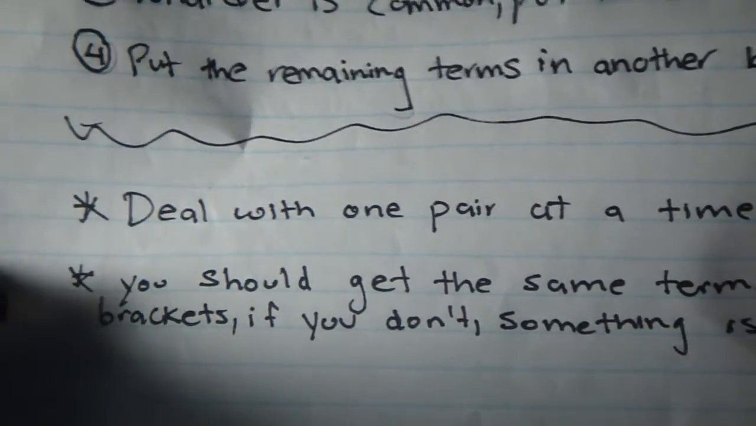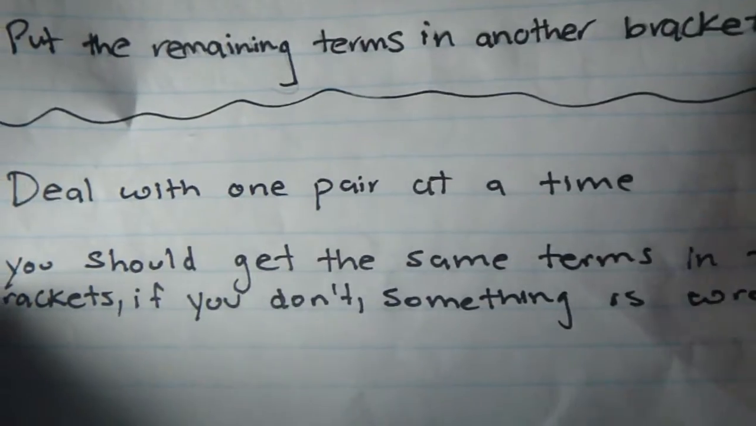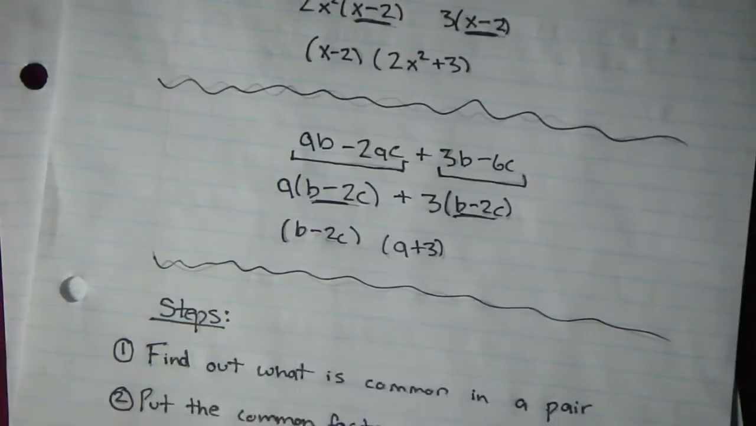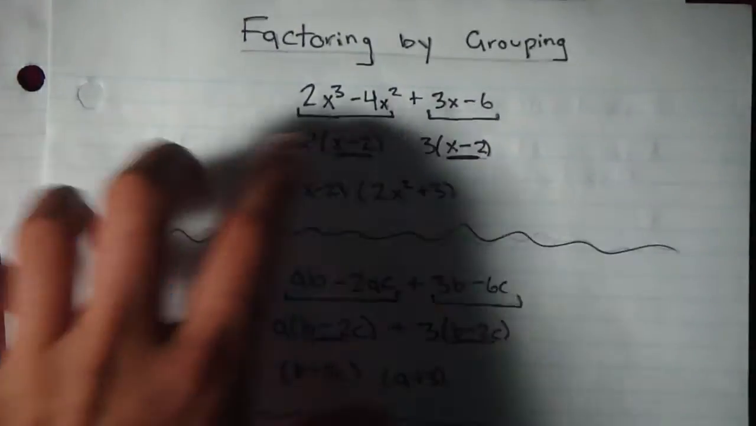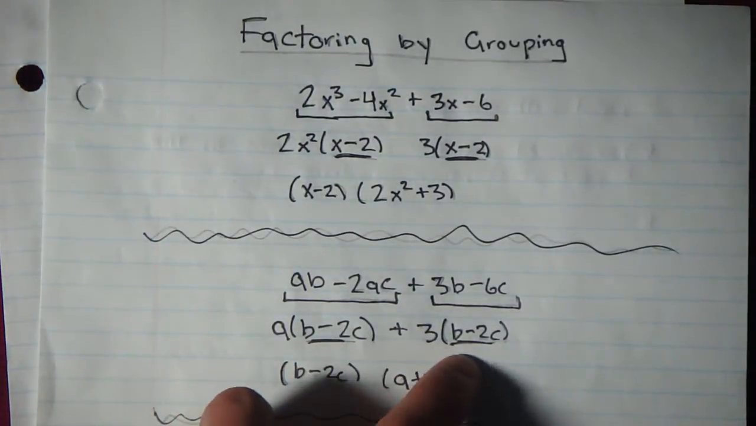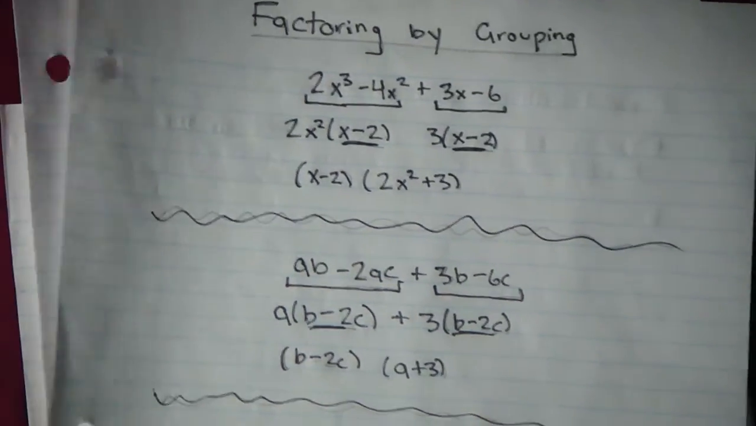So some key things to notice: you should always deal with one pair at a time, and you should get the same terms in the brackets. If you don't, something is wrong. As you can see here, in both scenarios we got the same thing: x minus 2, x minus 2, and b minus 2c, b minus 2c. If you don't get this, that means something is wrong.